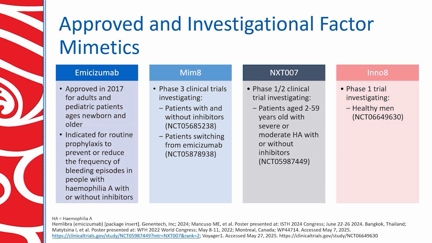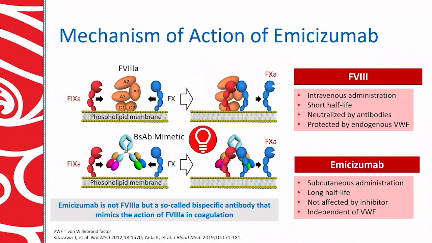So emicizumab, which was approved in 2017 for adults and pediatric patients of all ages, is indicated for routine prophylaxis to prevent or to reduce the frequency of bleeding episodes in people with hemophilia A with and without inhibitors. And this is once more a typical characteristic: all those factor VIII mimetics are designed for prophylactic treatment. And then we have Mim8, NXT007, and INN8, three products which are still under clinical development.